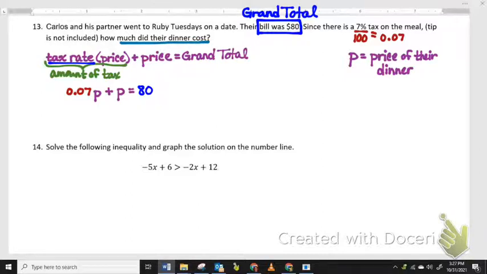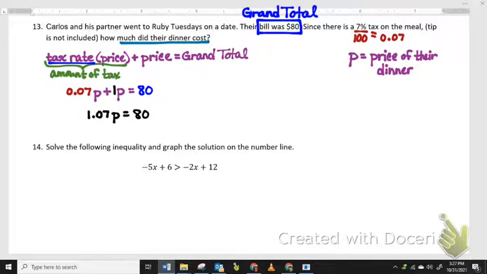I notice that I have the exact same variable in both spots. Here, I have 0.07p. Here, how many p's is this? Plus how many p's to equal 80? This is 1p. So these are like terms, and I can add them together. I have 0.07 p's, and then I have 1p. So when I add that together, I get 1.07p is equal to 80.